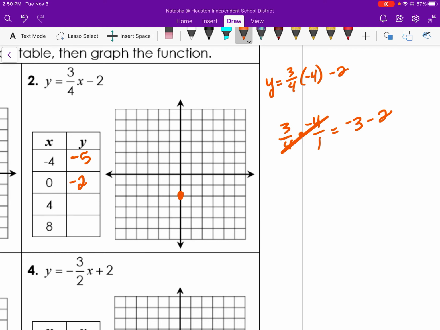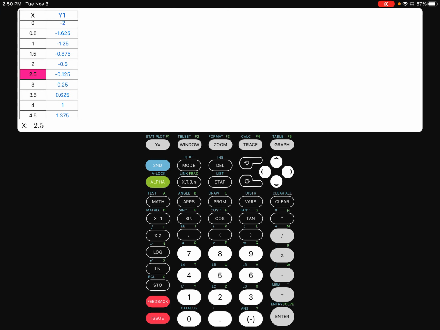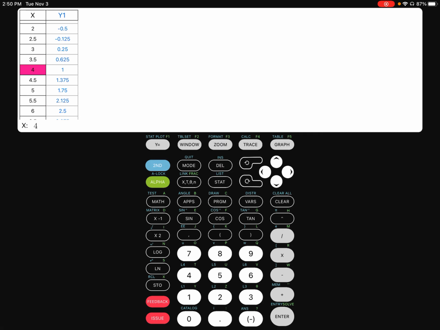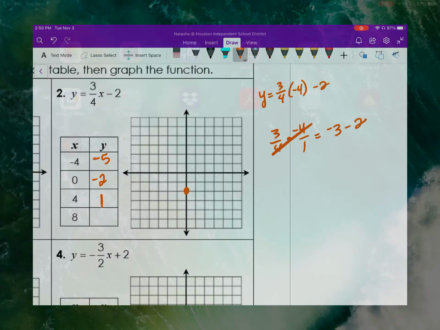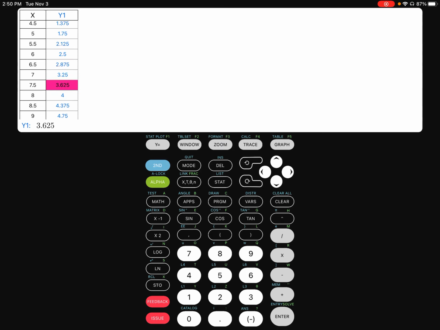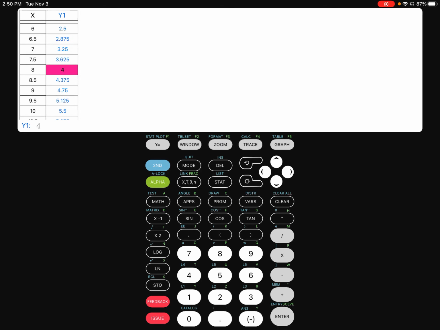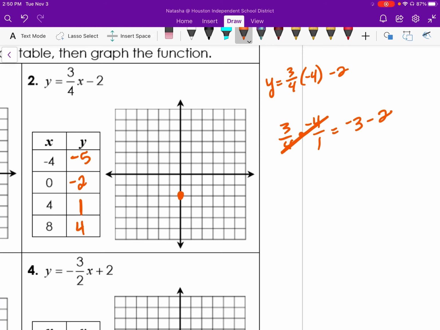Now, let's go ahead and fill out our table. We have 4 and 8 that we haven't filled out. So I'm going to go down here to 4. When x is 4, that will give me an output of 1. And let's look at 8. When x is 8, that will give me a y value of 4.